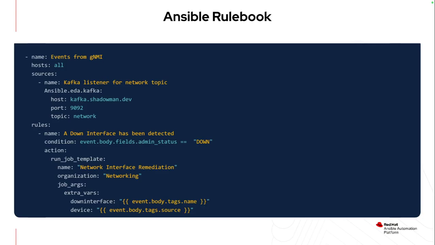listening to a specific port and a specific topic. And I'm looking specifically for that admin status being down, and then I'm going to just run my network interface remediation job template. I'm setting this up to only operate on that one down interface, as well as only that device, because I don't need to try to brute force any other devices that are there, even though with the idempotent nature of Ansible, it wouldn't impact anything, but this ensures that I'm hitting the exact device and the exact issue to minimize that overall time to resolution.